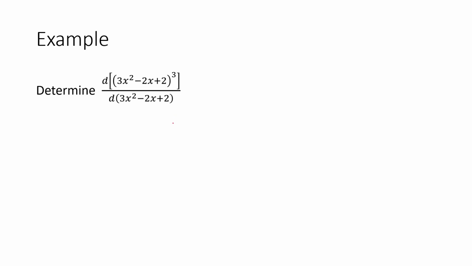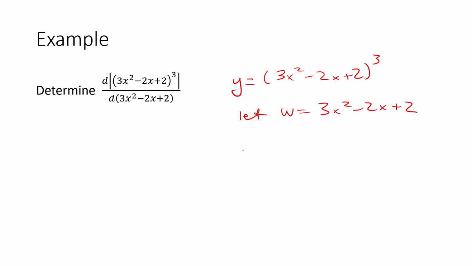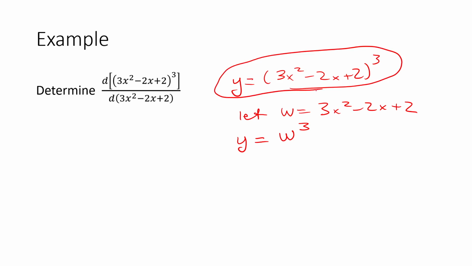Next question here. What if you're asked this question right here? Well, one way to think of this is to say let y equal 3x squared minus 2x plus 2 quantity cubed, and then let w be 3x squared minus 2x plus 2. If we do that, then y is equal to w cubed. That would be w cubed if I let w equal this. And I would be looking for dy over dw.